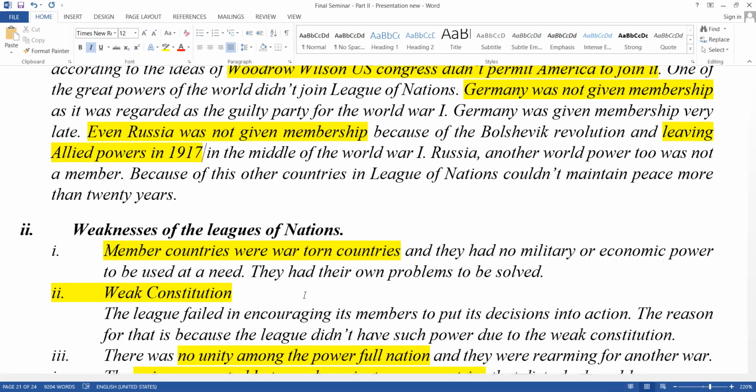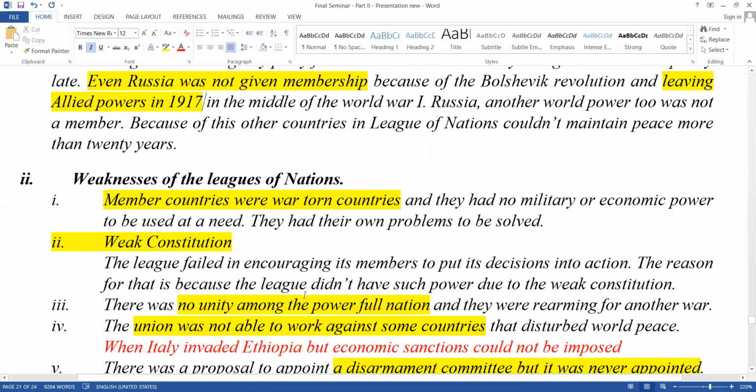And there was no unity. The member countries were fighting with each other. How can they protect world peace by fighting with each other? And the union was not able to work against some countries. When some countries were doing actions or activities against the constitution, which could create another world war, they could not take any decision. One such situation was what?